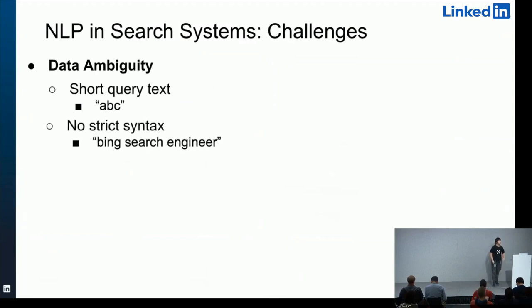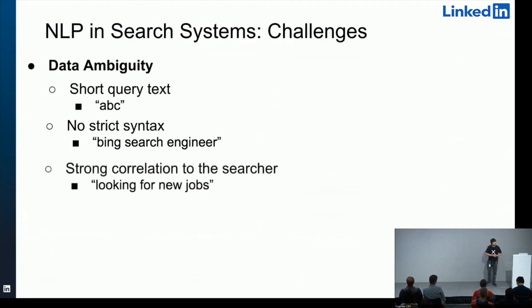The second one, from the non-restricted syntax. Here's another example. Imagine you have a query, Bing search engineer. One interpretation could be looking for engineers from the Bing search. And there could be another interpretation. That could be another one, yeah. And there's also another one. It could be a search engine engineer whose name is Bing. So this is all because there's no strict syntax.